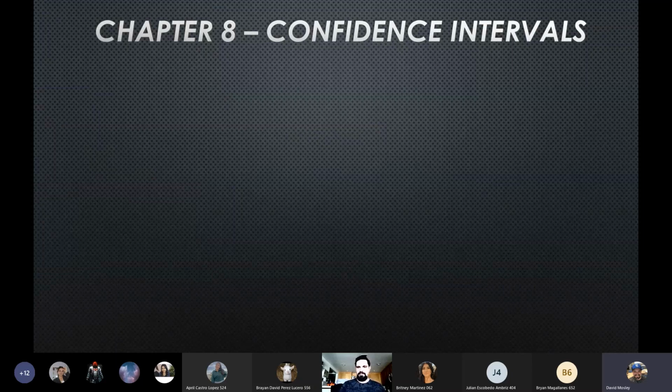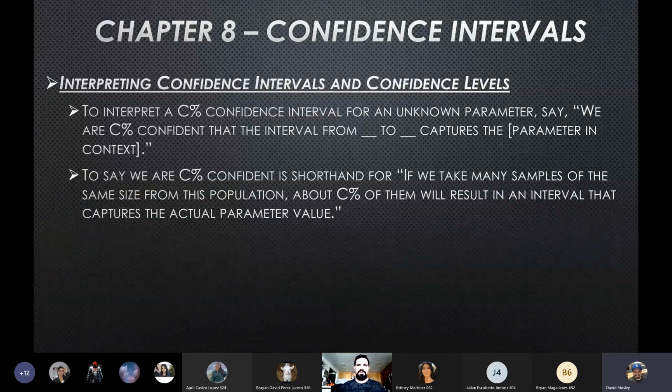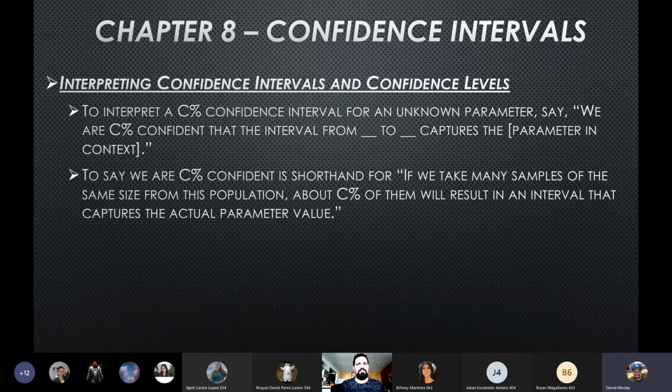So then we get to chapter 8. Interpreting confidence intervals and confidence levels. All right, chapter 8 is confidence intervals. To interpret a C% confidence interval for an unknown parameter, we say we are C% confident that the interval from blank to blank captures the parameter in context. Right? The true proportion or true mean of people who like this certain thing, and so on.